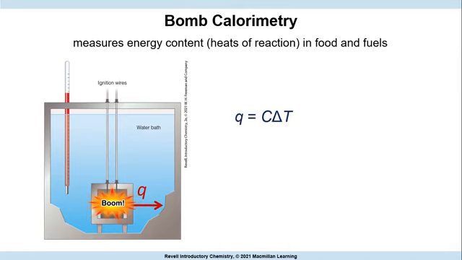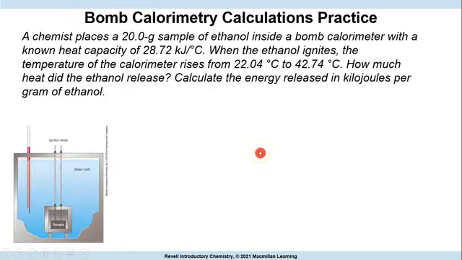So Q is equal to C delta T. For each apparatus that we use, we have the heat capacity of that apparatus, and then we measure the change in temperature in the water. That is going to give us the value for the heat.